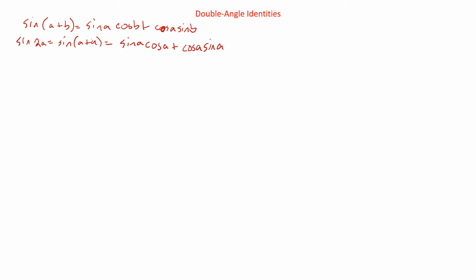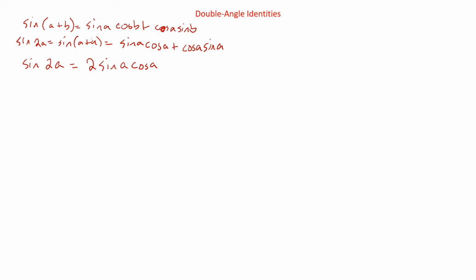These two things are the same thing. I know one of them is sine times cosine, the other is cosine times sine. Multiplication is still commutative. We can switch those around. So sine of 2A, we have it plus itself. That's just going to be 2 sine A cosine A.